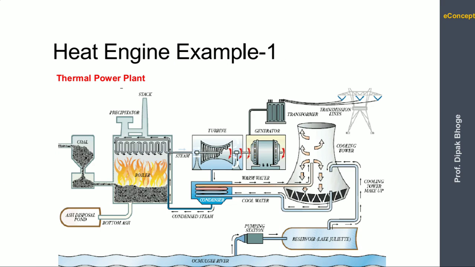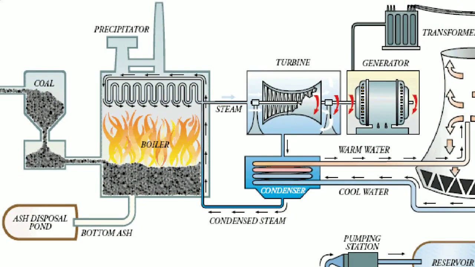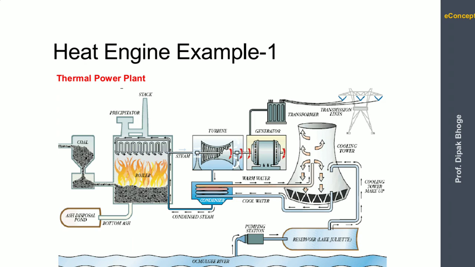So these are the examples of the heat engine. Now this is a thermal power plant in which the combustion of a fuel takes place in the boiler, and where water gets converted into the high pressure high temperature steam. That steam is utilized for rotating the turbine blades. So here this heat energy is utilized to rotate the turbine blades. So heat energy is converted into the mechanical work. So thermal power plant is the best example of a heat engine.